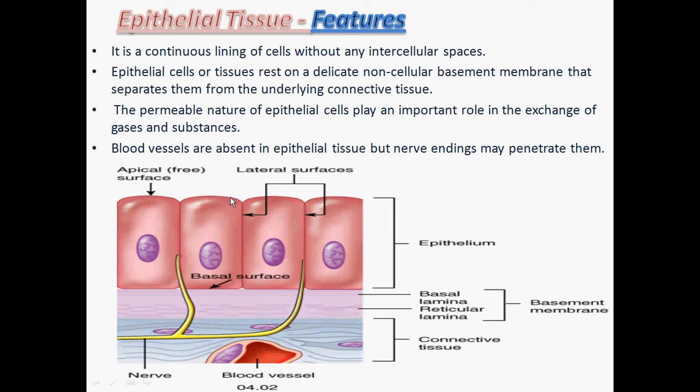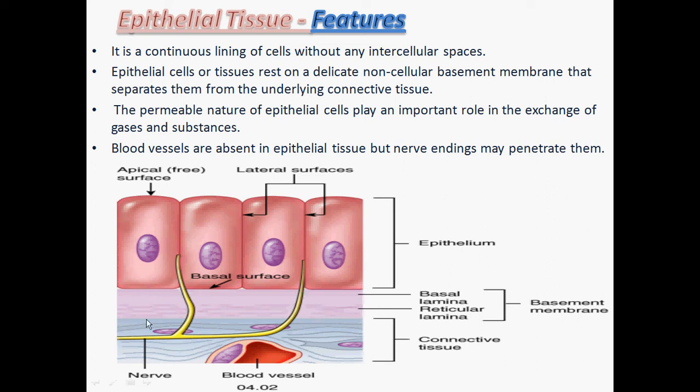There are no intercellular spaces between these cells. So it is a continuous lining of cells without any intercellular spaces. This is the first feature of epithelial tissue. Now, where are these cells placed?